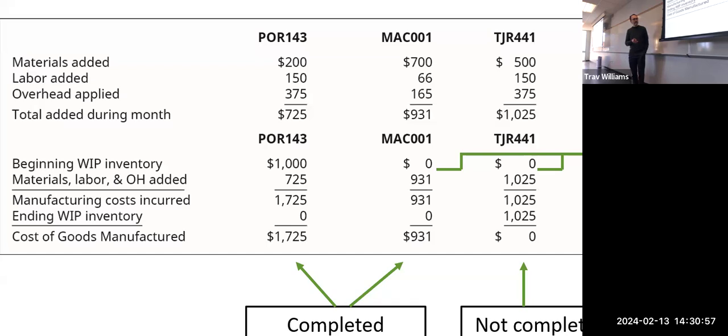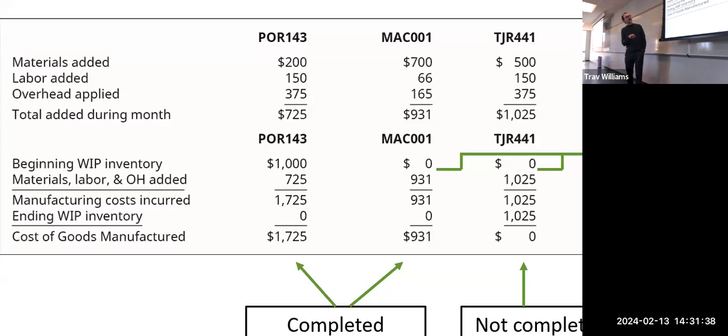Now, ending work in process inventory is also 0. So that means at the end of the period, there's nothing left in process for this job. It's all complete. So the cost of goods manufactured, you can take the $931 minus the 0 ending work in process inventory, and it's still $931. So we can see by looking at the numbers exactly what happened with this job and where it's at in the process. We know it's complete.